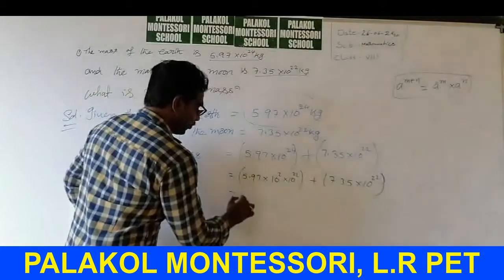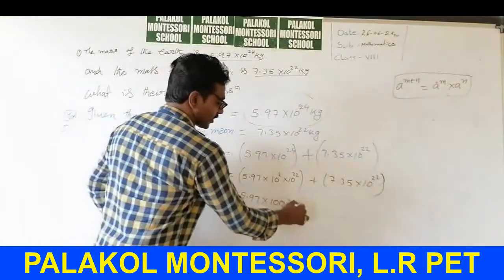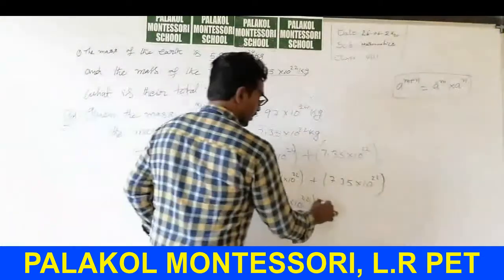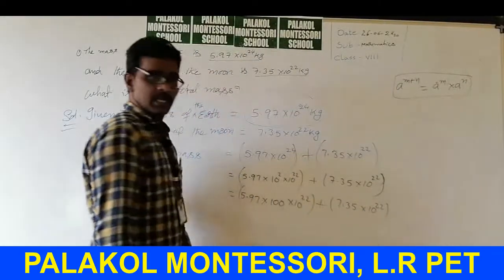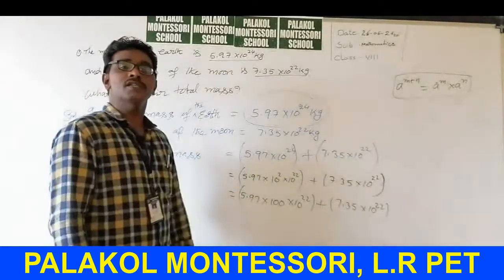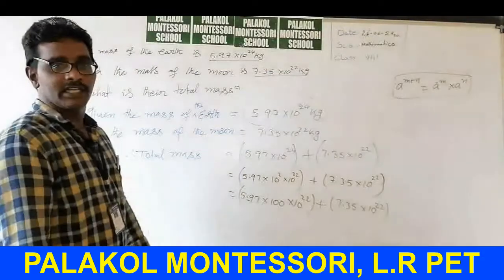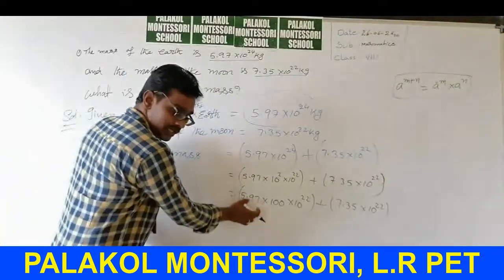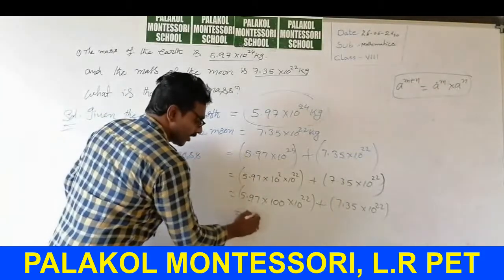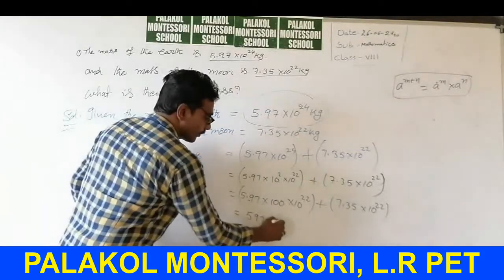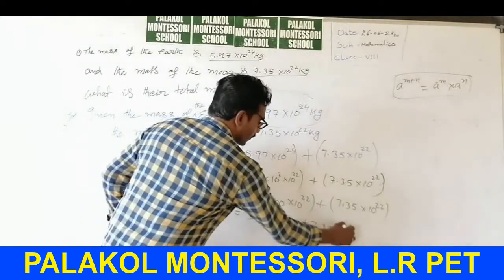Now 5.97 into 10 square means 100 into 10 to the power of 22, put in the bracket, plus 7.35 into 10 to the power of 22. 100, how many zeros are there? 2 zeros are there. That's why this point is removed directly. Why? Because here the two numbers after the decimal are there. What remaining here? 597 into 10 power of 22 plus 7.35 into 10 power of 22.